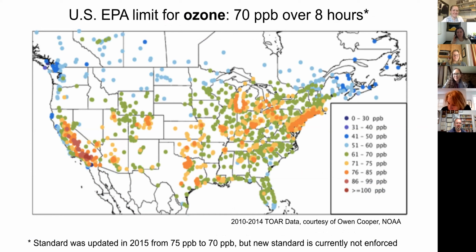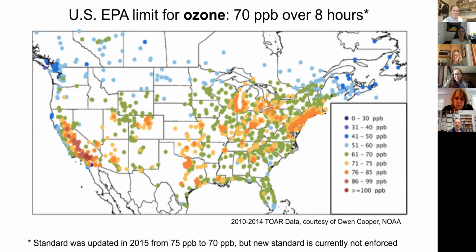This is data from the Tropospheric Ozone Assessment Report, TOAR. Owen Cooper is one of the people that's been leading the charge here. He's at the National Oceanic and Atmospheric Administration. He's actually based here in Boulder, which is convenient for me to be able to talk to him about this.